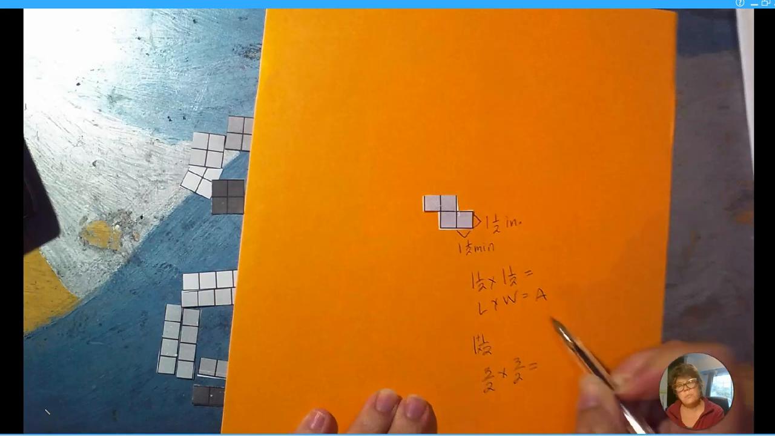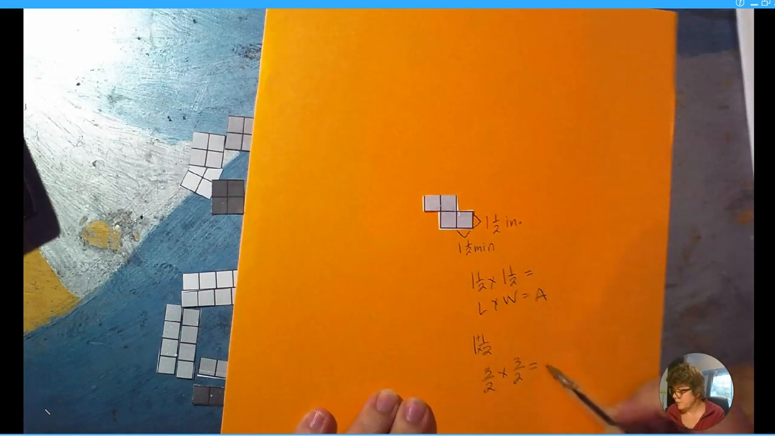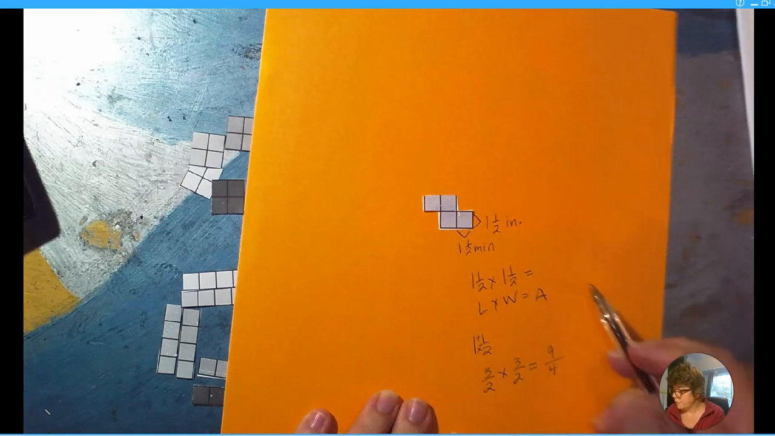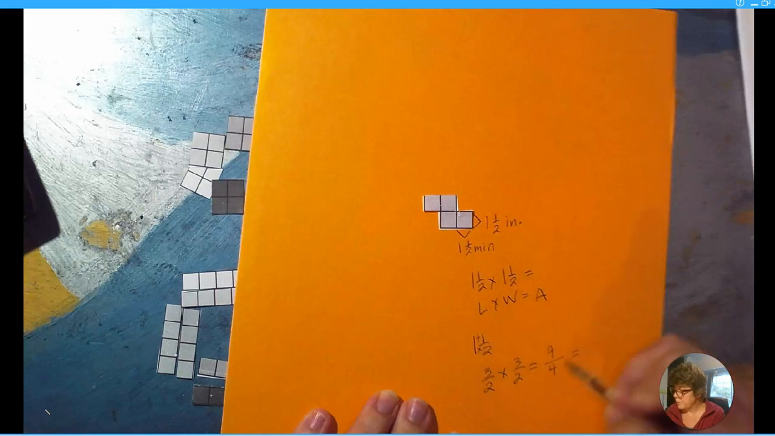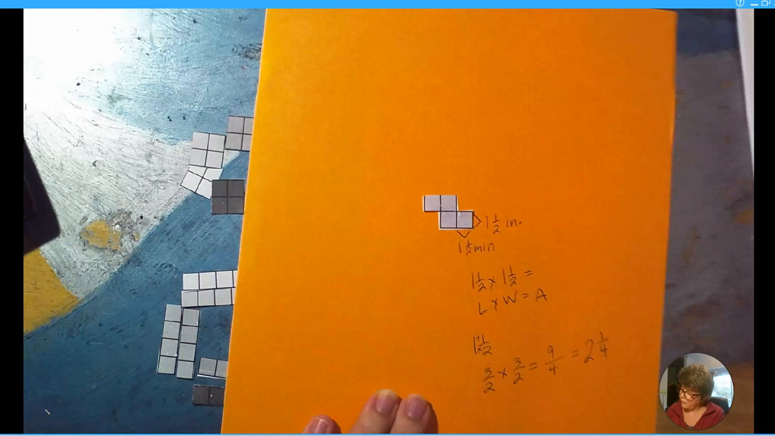If our numbers are smaller, it's a lot easier to do this, isn't it? So 3 times 3 is 9. 2 times 2 is 4, because I'm multiplying, so I am going to multiply my denominators. 9/4, 2 and 1/4, because 4 times 2 is 8, right? 2 fit inside, and I have 1 left over. 2 and 1/4 inches would be the area of one of them.